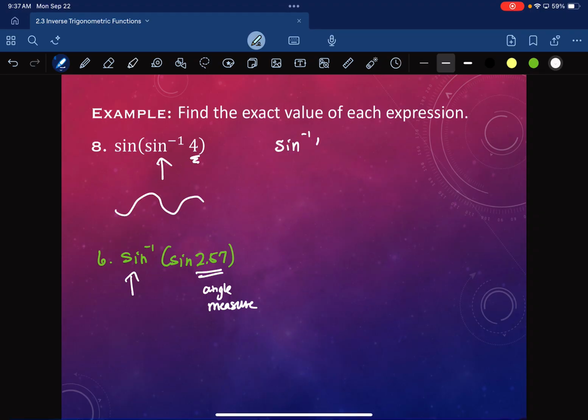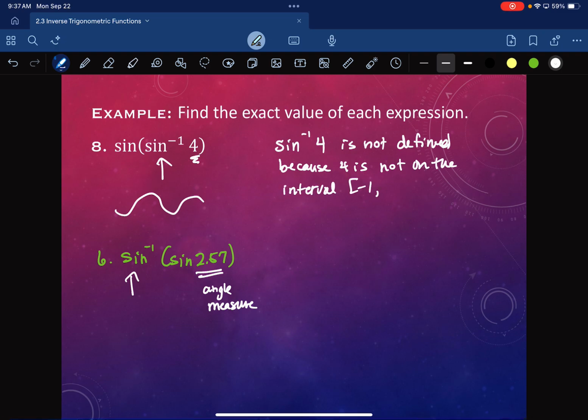So we're going to jot that down in a more formal way. The inverse sine of 4 is not defined, because 4 is not on the interval -1 to 1. So this one is not possible, as in there's no solution. It can't be done.